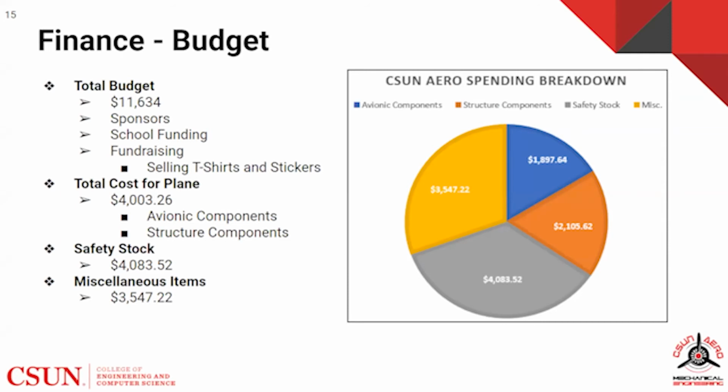To build the entire plane cost $4,003.26, comprised of both avionic and structure components. A key component we wanted to make sure while building the plane was to have enough money to purchase safety stock items that will enable us to continue moving forward in the event of a failure of a part. For this, we allotted $4,083.52 to purchase extra building material and avionic parts. We left a miscellaneous budget to account for any tools or hardware needed throughout the project.